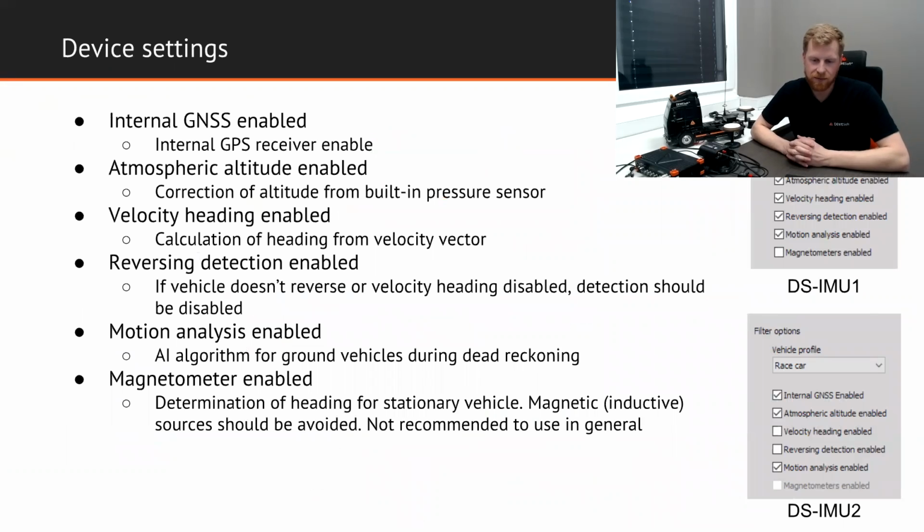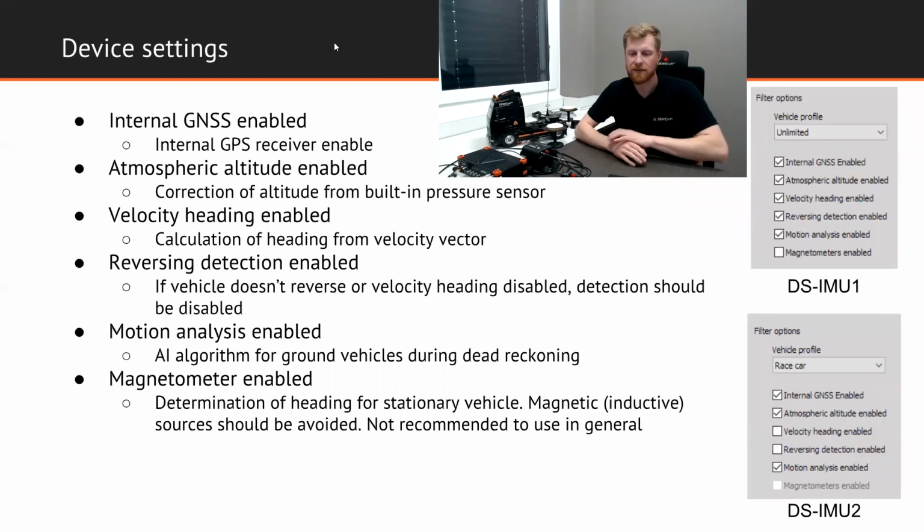So if we go through the device settings inside Dewesoft, we have different settings for the devices, for IMU1 and for IMU2, and there are some different recommendations that we use. We have different vehicle profiles that we can use, and we have different settings for the receiver. If we go step by step, internal GNSS enabled is just enabling the internal receiver. Otherwise, we get data only from the IMU sensors.